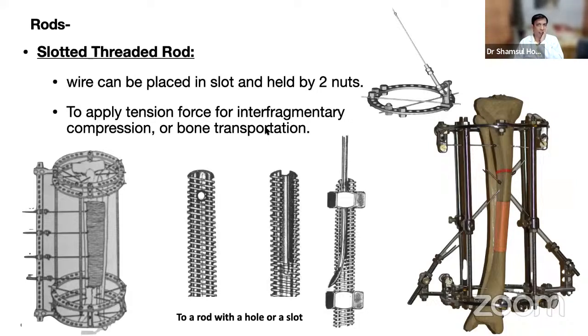Then we have the slotted threaded rods. If you want to do an internal transport of the bone, we are not doing external transport, then you use a slotted rod. The rods have slots in between. You can apply the olive wires, tighten them and gradually distract. So you can have a slow distraction from here to here in these cases. You can do a vertical transport, an oblique transport. These are advanced techniques to apply tension force for interfragmentary compression also, for bone compression. And even for soft tissue transportation, we can do it like this, the Fisherman's technique.